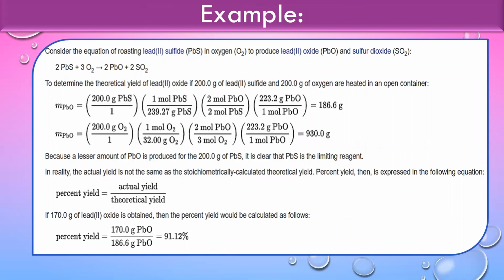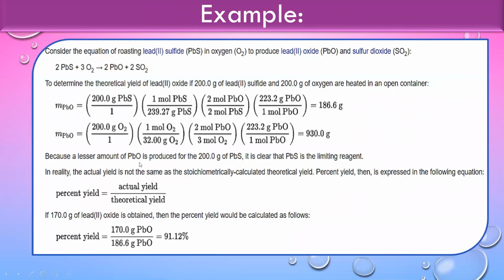Here, consider the equation of roasting lead 2 sulfide in oxygen to produce lead 2 oxide and sulfur dioxide. So here comes your chemical equation, that is 2 moles of lead sulfide plus 3 moles of oxygen gives 2 lead oxide plus 2 moles of sulfur dioxide. Now to determine the theoretical yield, if 200 grams of lead sulfide and 200 grams of oxygen are heated in an open container, what is the mass of lead oxide? So we get 186.6 grams, right, by the unitary method.